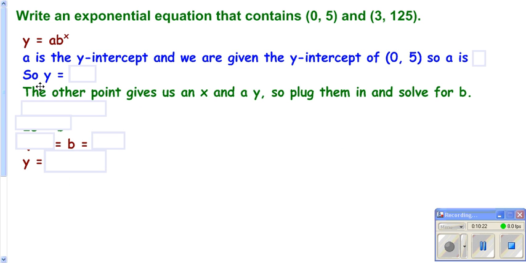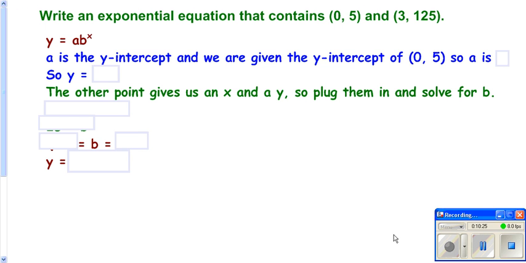Now, here we're going to start out with a couple of points, and we need to work backwards and find the equation that goes through those points. So here's your general exponential equation. We need to make sure it goes through both of these points. Now, you were told before that this a here is the y-intercept. Well, if you go over 0 and up 5, that's your y-intercept on the graph. So therefore, a has to be 5. So if we plug 5 in here, y is equal to 5 times b to the x.